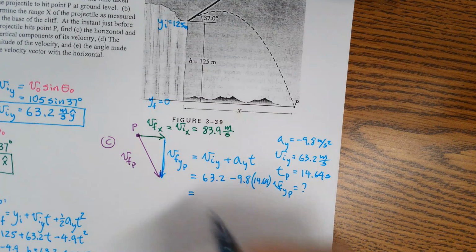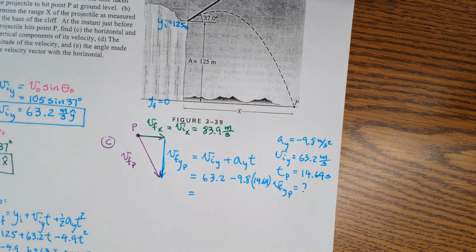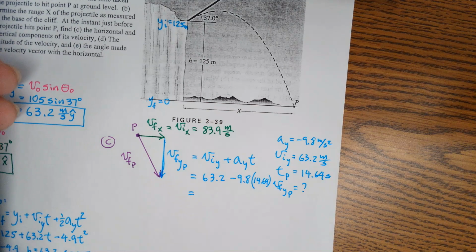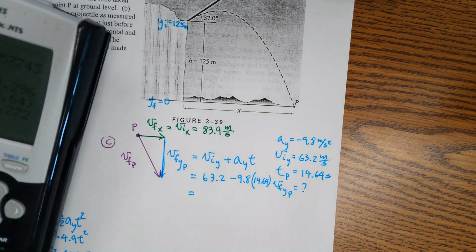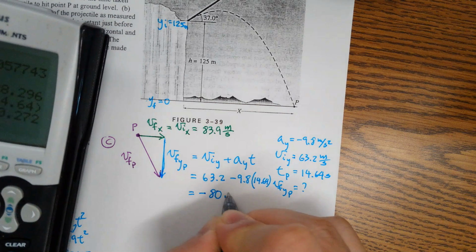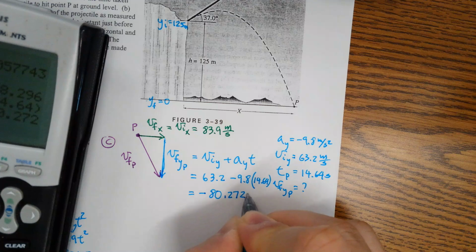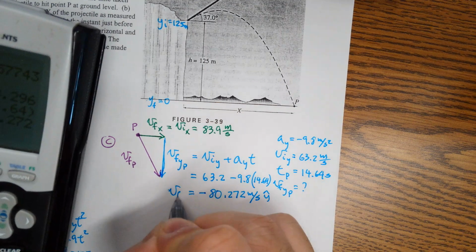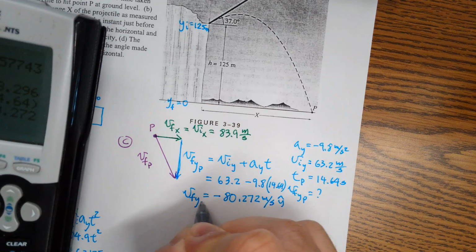So, what is that? So here I have 63.2 minus 9.8 times 14.64, and it looks like I have negative 80.272 meters per second y hat. So that's my VFY at point P.